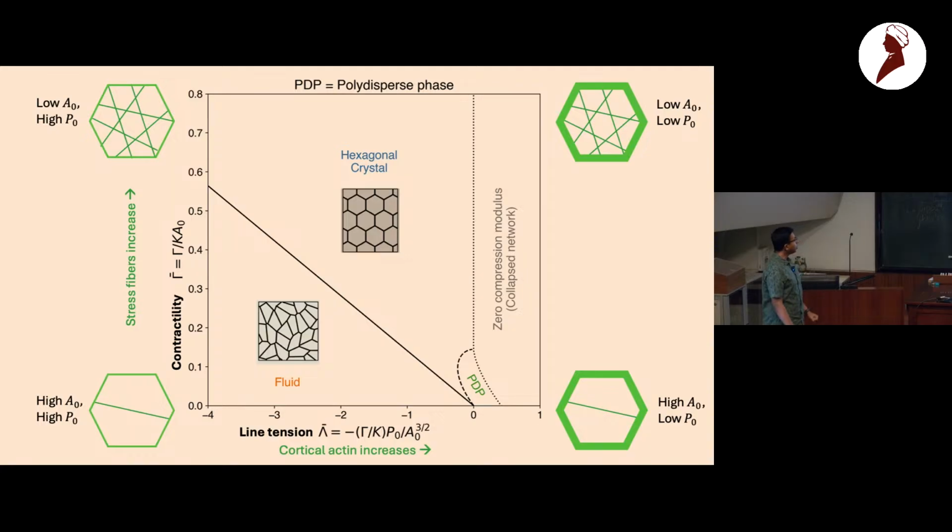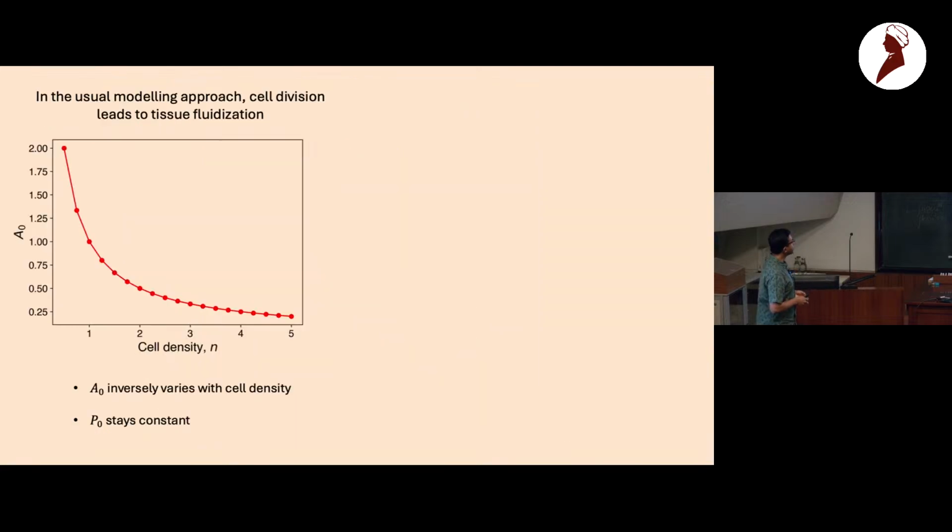Okay, so we are now going to use this picture to argue under what condition you can get solidification, and why prior attempts were not ready to give this kind of solidification from the vertex model. For example, one of the ways I can model cell division is that because the number density is increasing, I can assume the area is also decreasing correspondingly, and I can accommodate that area decrease by changing the A naught, which is supposedly the preferred area, as 1 by n. And I'll keep the P naught constant.